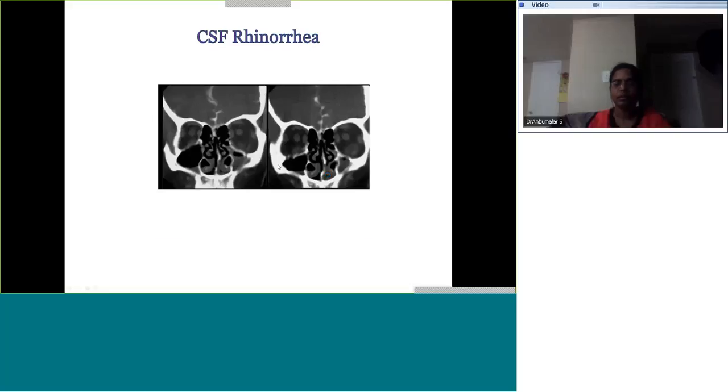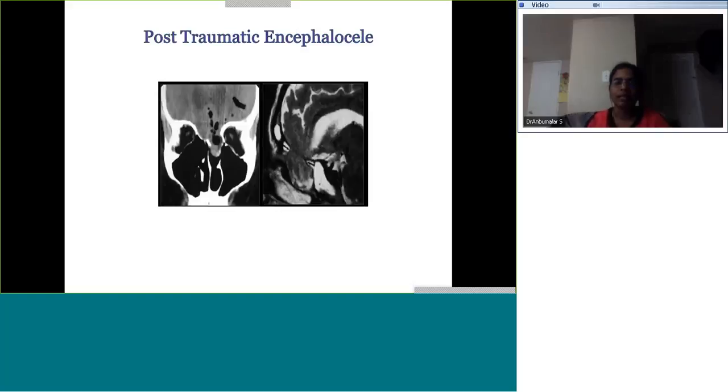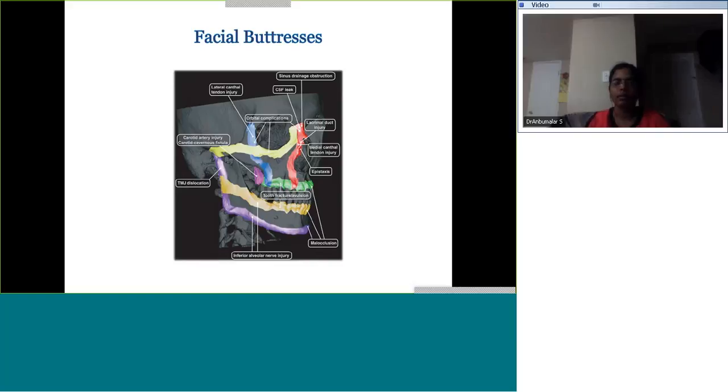The complication of all these complex fractures is CSF rhinorrhea. We have to identify it with intrathecal contrast injection and demonstrate the contrast leakage at the cribriform plate. For the cribriform plate repair, this study is more important. Next is the post-traumatic encephalocele. There is a herniation of the brain content into the ethmoid sinus, which is better delineated with MRI.